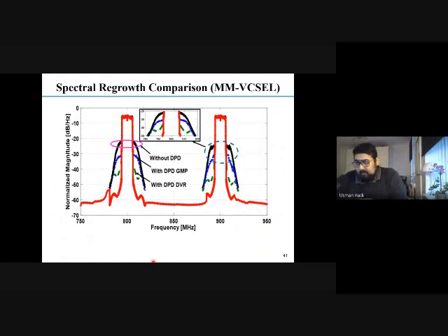And this is a very well explanatory example because I always rely on something that visually makes sense. So maybe EVM and ACPR are not very attractive to the audience, but if you see the spectral regrowth, you see that without DPD, this black colored one is the without-DPD output. We are not linearizing it. And this red one is the input. And our idea is that we would like to make our output as close as possible to this red one.